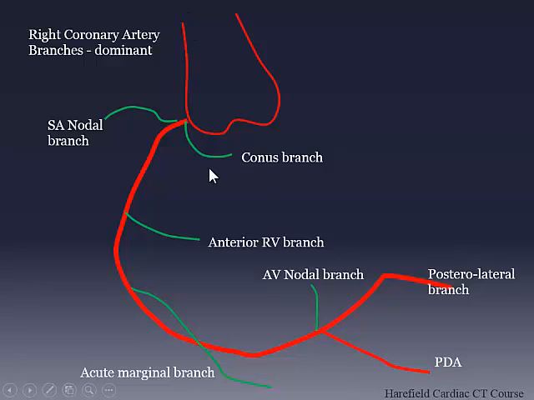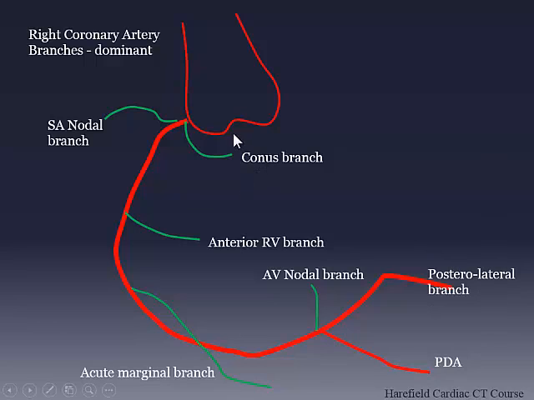So for those of you not familiar with this concept of dominance, it basically just tells you pretty much where the PDA is coming off. So if you've got a right dominant system, the PDA should come off the right. If you've got a left dominant system, the PDA should come off the left. And similarly, the vessel tends to be bigger, the one that gives off the PDA. So if you get right dominance, you'd expect the right to be big and the circumflex to be small, and vice versa. There's also a codominance, where the PDA comes off the right, but the posterolateral branch comes off the circumflex. And often you'll see two vessels that are about the same sort of size.